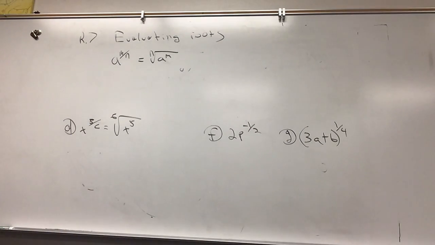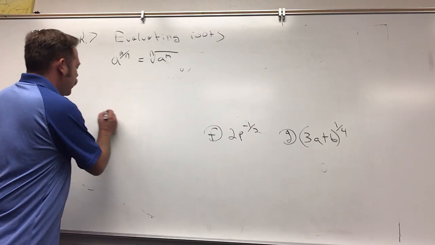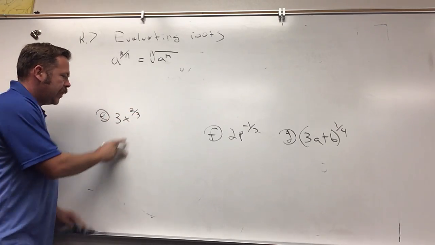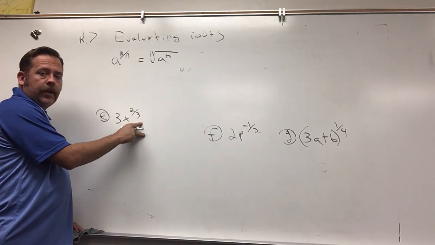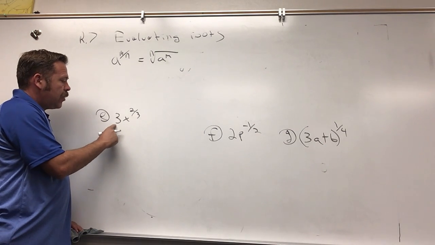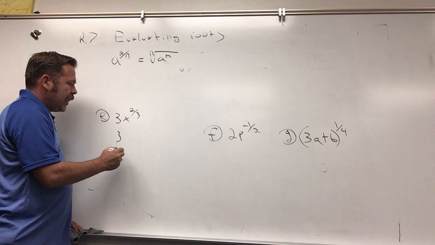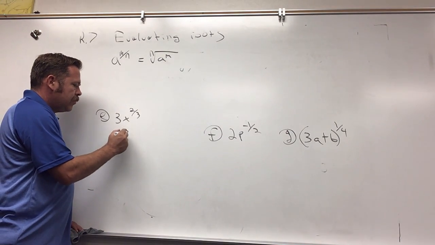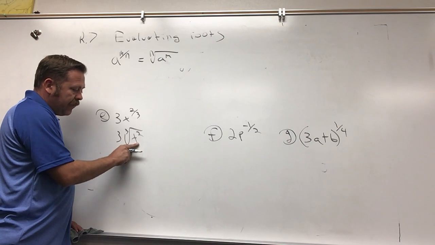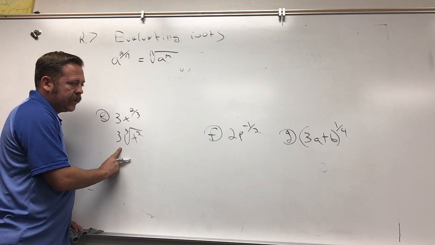I did erase the one I wanted to do. It was E. E was 3x to the 2/3. What you want to look out for here is whether this exponent applies to the 3. It's not, right? So I have 3, and then I would have the cube root of x squared. And I don't have enough x's to bring an x out, so this would be it.